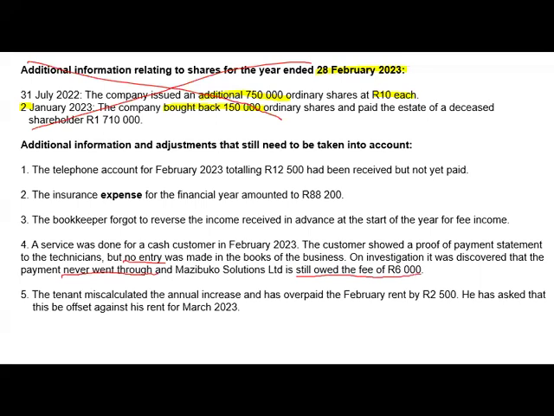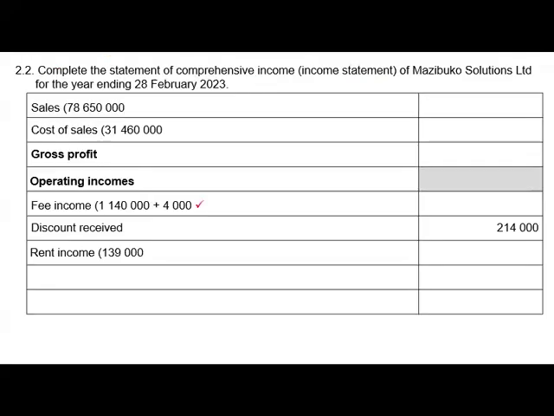First of all, you need to ask yourself, when we perform a service for a customer, we earn income for that service. What do we call that income here? It's fee income. So that 6,000 rand, was it included in fee income? So what must you do? Add it to fee income. So you're gonna go to fee income and add the 6,000 rand, okay?